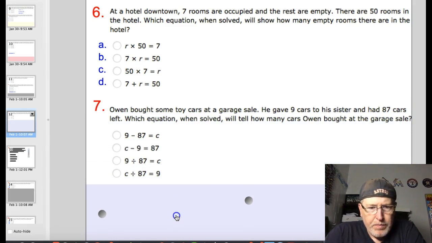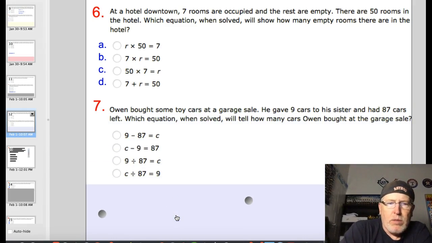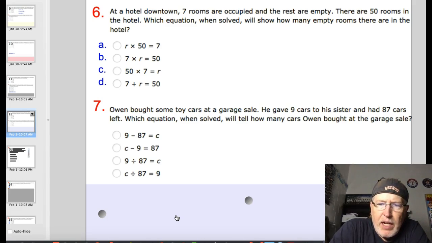All right. How about this one? Owen bought some toy cars at a garage sale. He gave 9 cars to his sister. He had 87 cars left. Which equation, when solved, will tell how many cars Owen bought at the garage sale? Well, I'd add them, wouldn't you? Yeah, 87 plus 9. So that's addition. So I'm looking for subtraction.